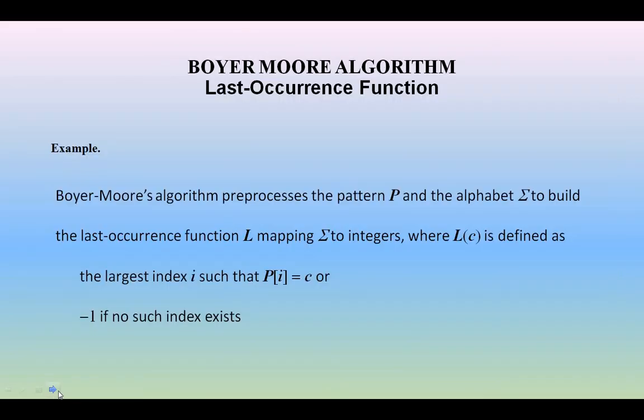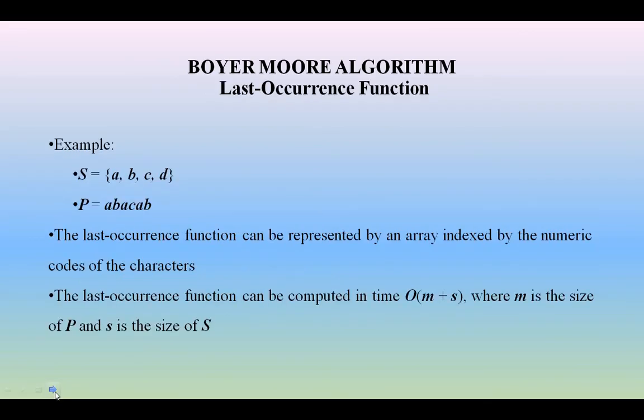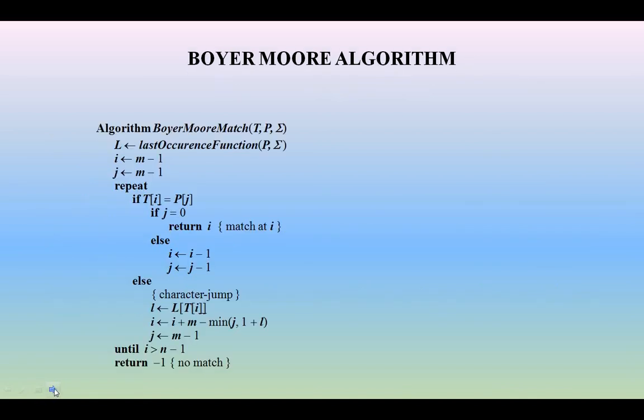Okay, so next we are going to talk about the last occurrence function. Here it uses one kind of last occurrence function which maps the pattern in the alphabet to build the last occurrence function L. We use this particular last occurrence function. For example, S is given like this and P is ABCCAB. The last occurrence function can be represented by an array indexed by numeric codes of the characters. Last occurrence can be calculated in time complexity order of m plus s, where m is the size of P and s is the size of S. Okay, this is the Boyer-Moore algorithm working principle.